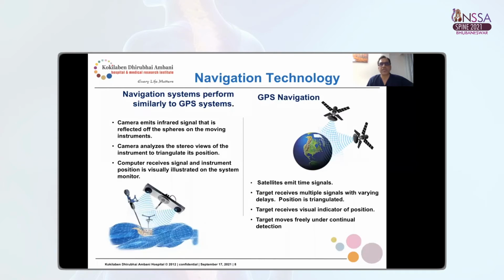In brief about the navigation technology, all of us as neurosurgeons know it's basically a GPS technology system, where the camera emits an infrared signal, which is reflected from the spheres, or what we call globes, on the moving instruments. The camera then analyzes the stereo views of the instrument to triangulate its position. The computer will generate the signal, and the instrument position can be illustrated based upon the pre-op imaging.